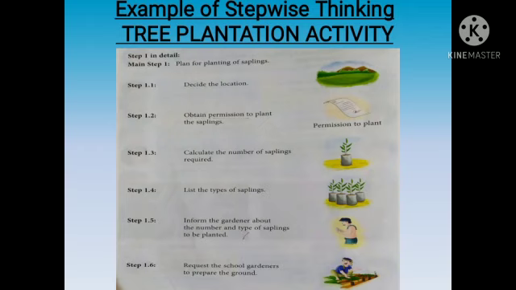The first step is you will plan for the planting of the saplings. For this, you will decide the location, then obtain the permission to plant the sapling, then calculate the number of saplings required. After this, you will list the types of saplings you are going to plant. Then you will inform the gardener about the number and the type of saplings to be planted, and for this, they are going to prepare the ground.